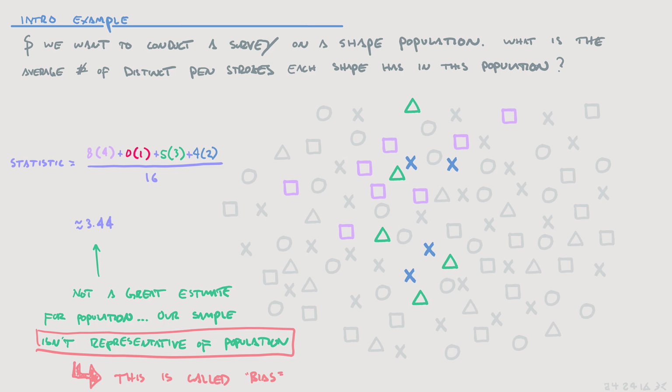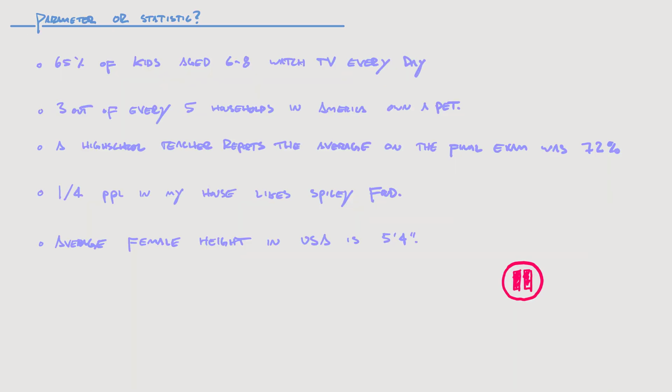Whenever this happens, that's called a bias. If the sample that you're using isn't representative of the population, that's what a bias is called. So I want you to pause the video here, and I have 5 different bullets here.